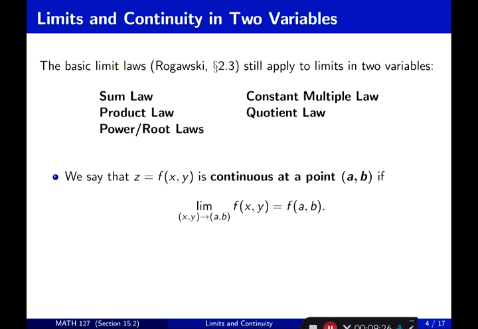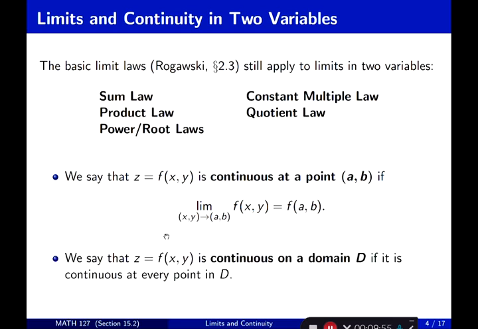Now, we say that z equal to f of x and y is continuous at a point (a, b) if the limit as x and y approach a and b of f of x and y is equal to the value of f at a and b, f of a, b. So again, the limit as (x, y) approaches (a, b) is equal to the value of the function at (a, b). Now, what does it mean that a function is continuous on a domain? We say that z equal to f of x and y is continuous on a domain if it is continuous at every point in that domain. Very similar to calculus of one variable.